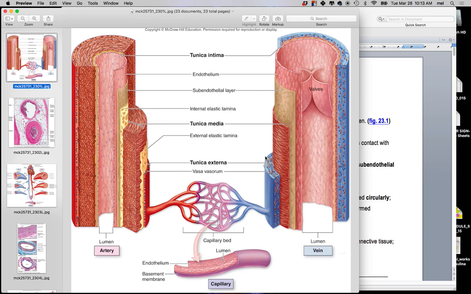So they actually have a capillary bed that goes to the outside of the blood vessel, which is called the vasa vasorum. I never ask about that, but that's why it's got blood vessels in it. Okay, so how is a capillary different than an artery and a vein?